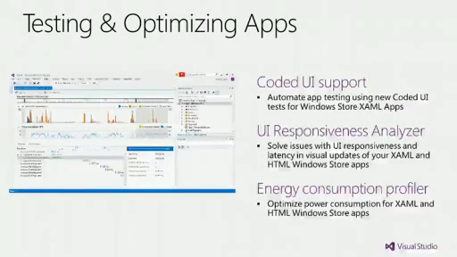I mentioned the UI responsiveness analyzer that you've got for Windows Store applications and the energy consumption profiler earlier. So you can see the frames per second as you're moving through your application, make sure that it's working nice and smoothly for your users, and see that you're not draining the power of either phone or tablet devices that you may well be working with.